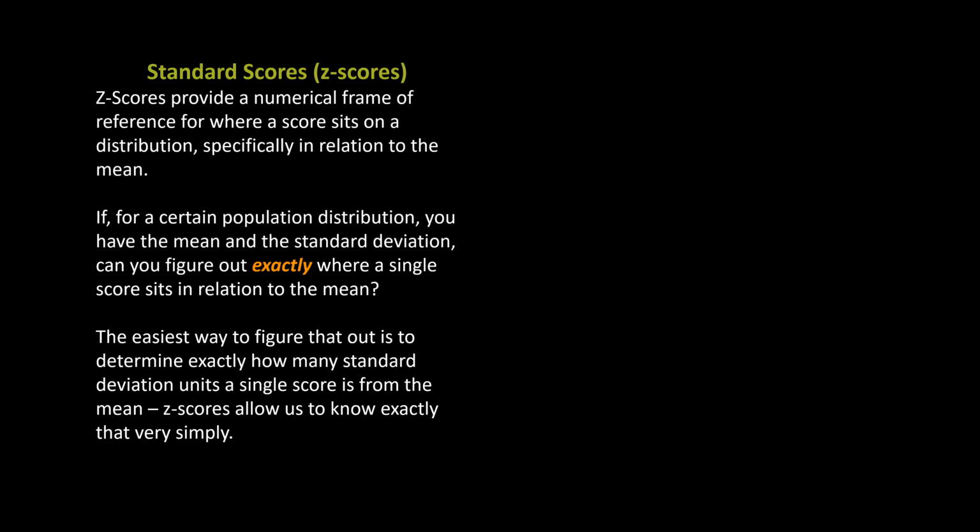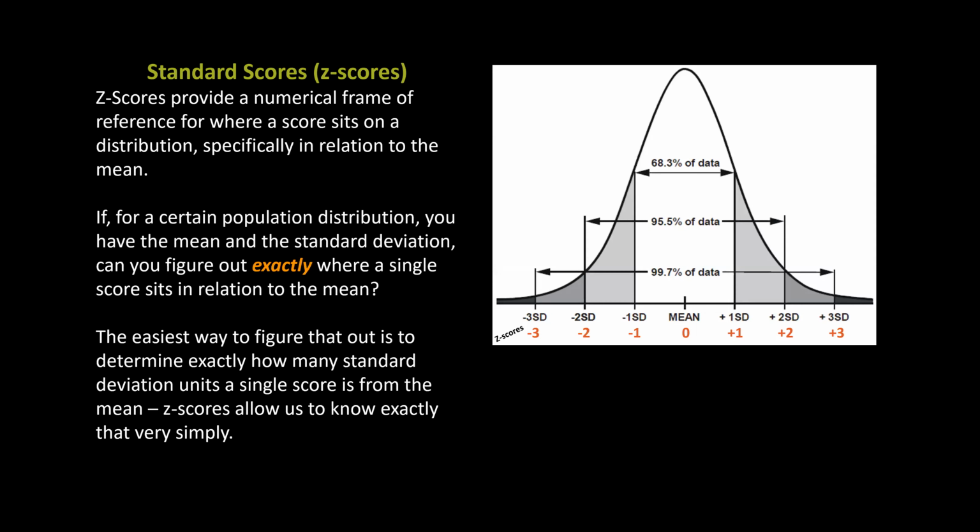The easiest way to figure out exactly where a score sits is exactly how many standard deviation units a single score is from the mean. So one of the things that we discussed in the last module is that when we calculate standard deviation, we're only calculating one standard deviation unit. And then certain proportions of our data are encompassed within a certain number of standard deviation units, like we see with the image on the screen right now. So for example, 68% of our data exists within one standard deviation on either side of the mean.